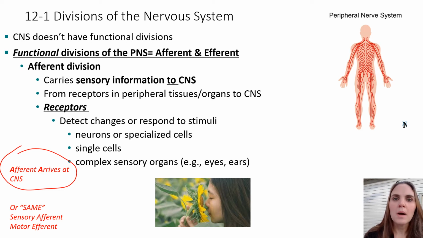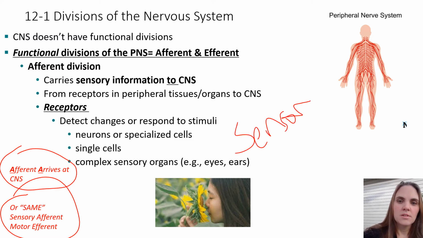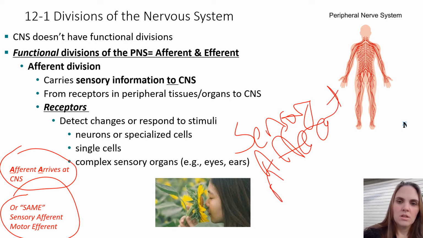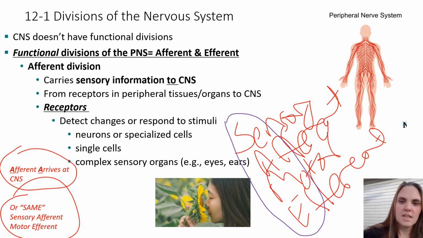Another mnemonic that's used is the word SAME down here. So we say sensory is our afferent, motor is our efferent. So we've got SAME. And if you think about it, sensory information is coming in, arriving at our brain. Motor commands are going to be leaving our brain to go to peripheral effectors like our muscles.